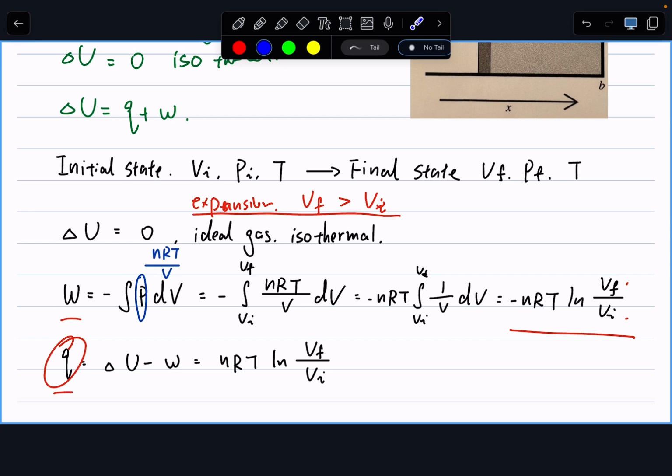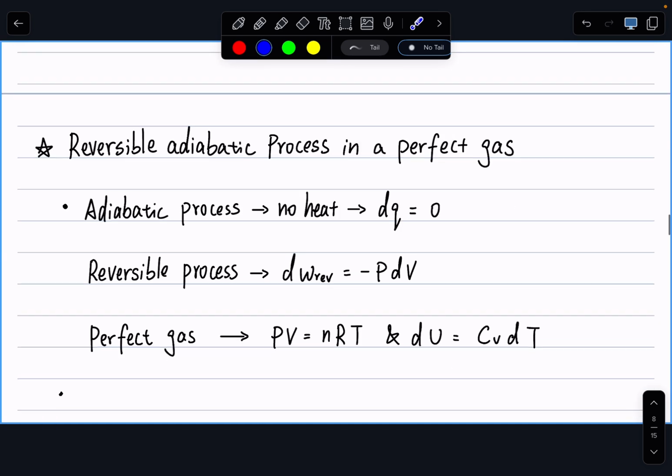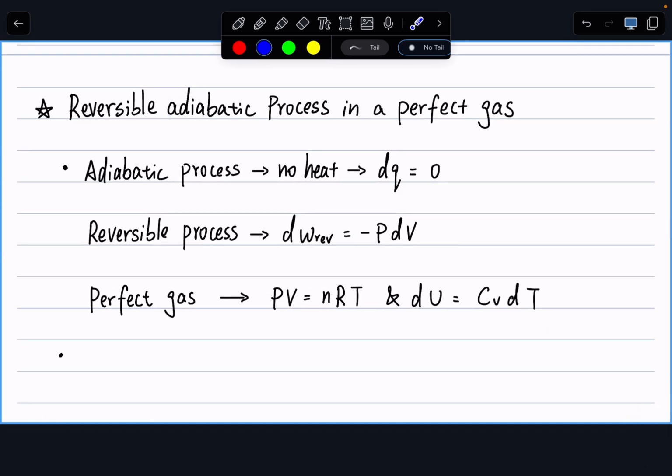All right, and alternatively, what if we have reversible adiabatic processes of a perfect gas? So we're going to do the same kind of derivation to see what's going to happen for reversible adiabatic processes in a perfect gas. When there's a reversible volume change, how does temperature change with respect to volume, or vice versa?